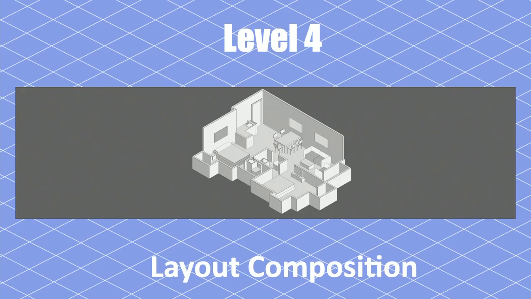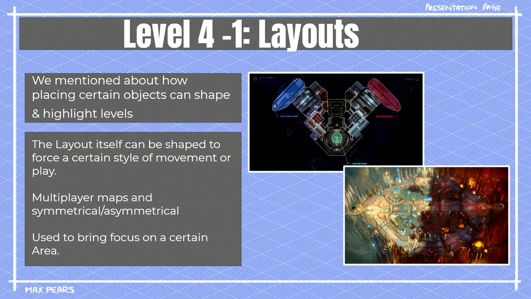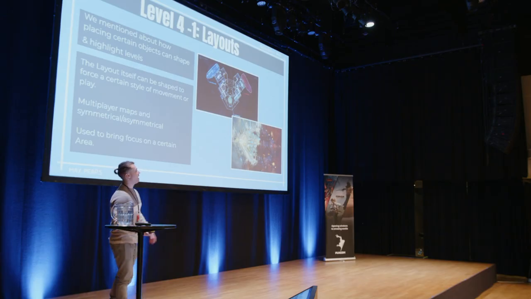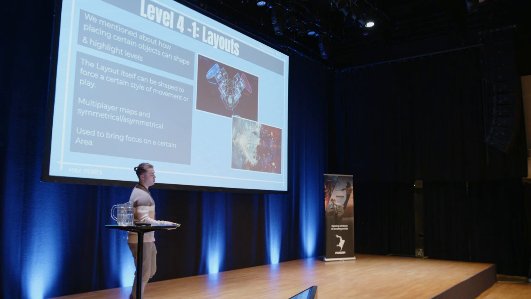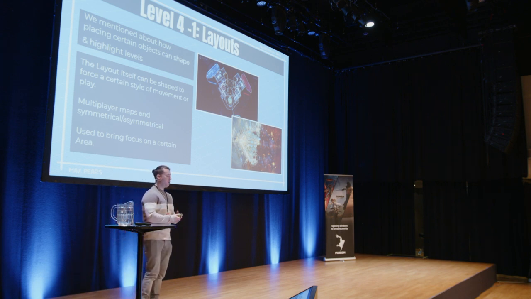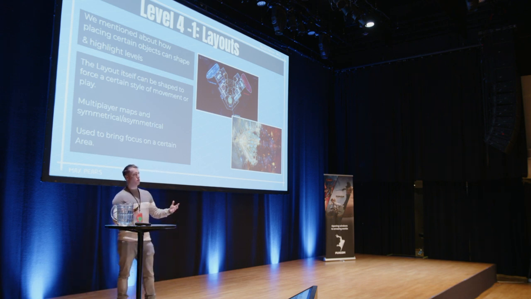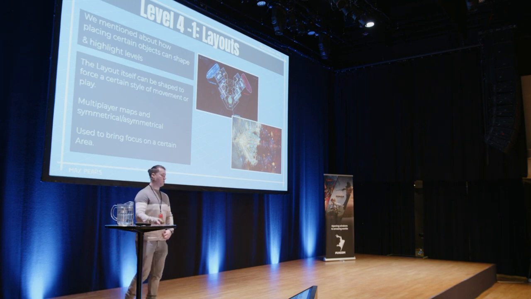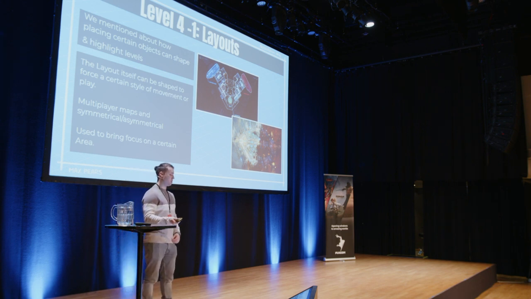We now come out to layout composition. How do we use these kind of spaces in our layouts to, again, communicate with players? We've got many different ways that we can do this. A layout can take many different shapes or forms as well, right? There's different games, different spaces, all using it in different ways. We can create different spaces by using different shapes to help us make a more meaningful connection.